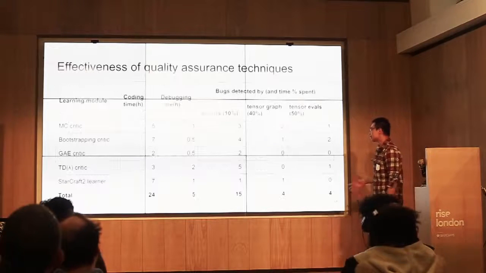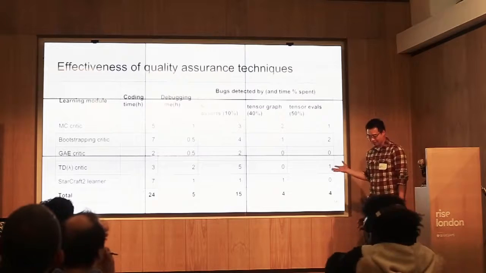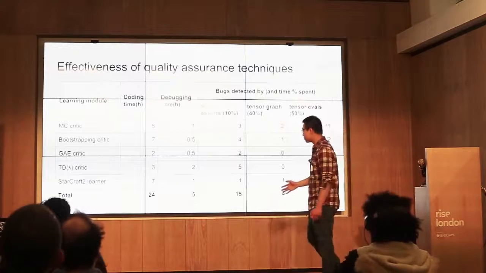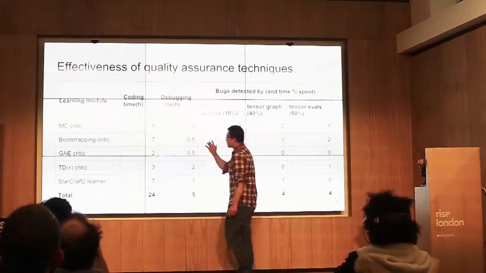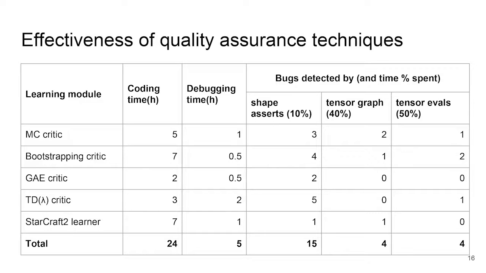And we applied those techniques on all these learners that we wrote. Here is the number of hours we spent writing those learners. Actually, we wrote them very fast. I'm very familiar with writing those things. And here is the debugging time we spent. That's the column I want you to focus on.